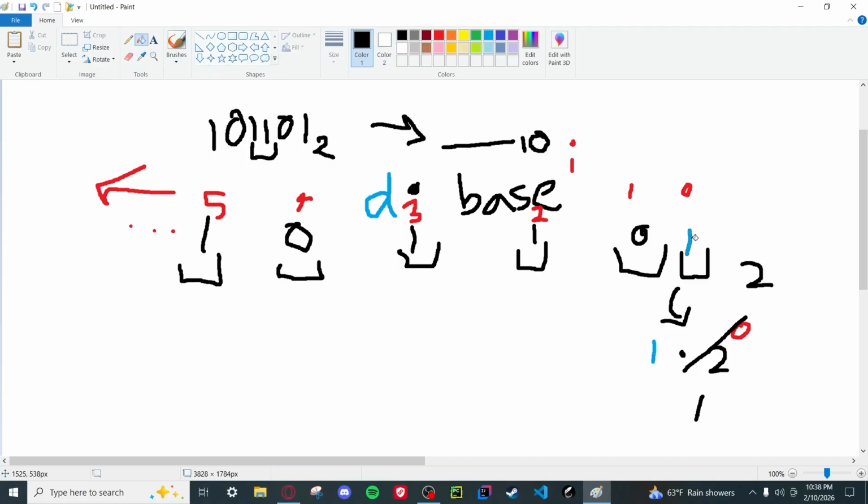Let me make this black again. And let me make this the next selected number. This is going to be 0 times 2 to the first power. Yeah, remember it's first because our i is 1 now. We're incrementing by 1 each time.